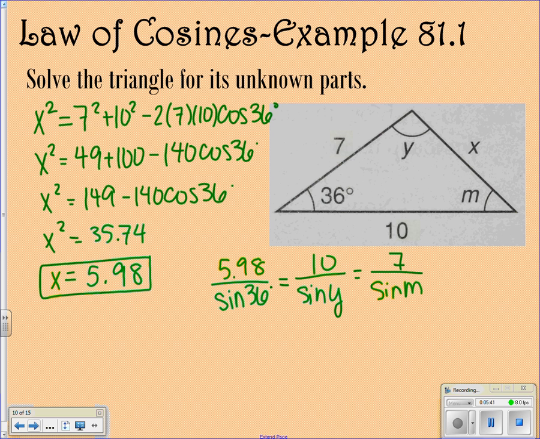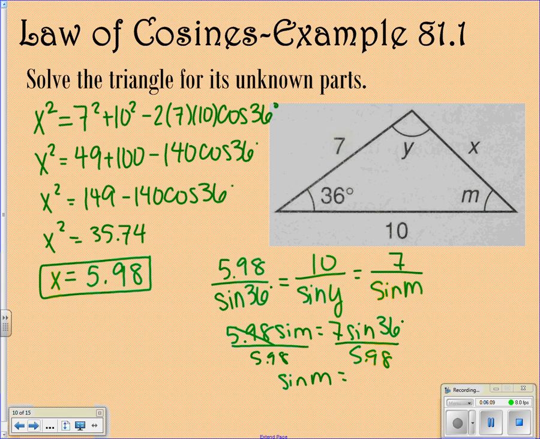So I'm going to solve for it after I have m, because m is definitely an acute angle. It's smaller than angle y. So I'm going to not use the 10 over sine y. I'm going to use the first and the last one. So I'm going to have 5.98 sine of m equals 7 sine of 36. And so you're going to divide by the 5.98, and you're going to get sine of m equals some number. You should get like 0.69.